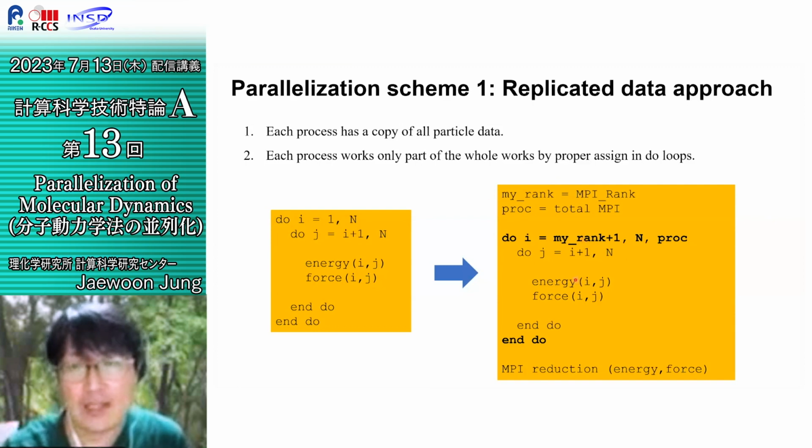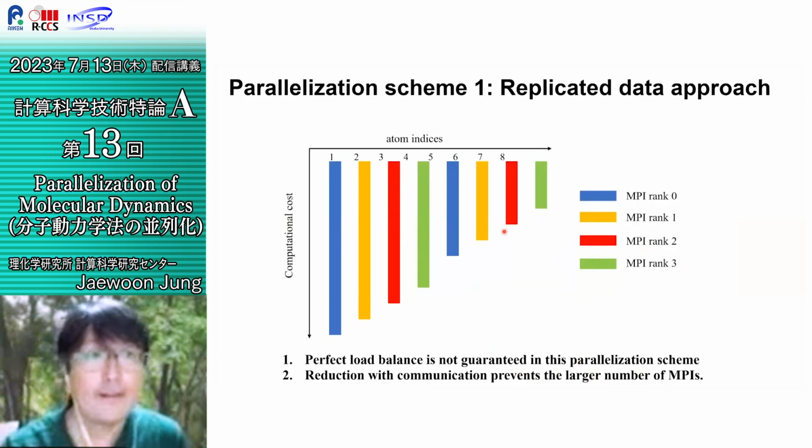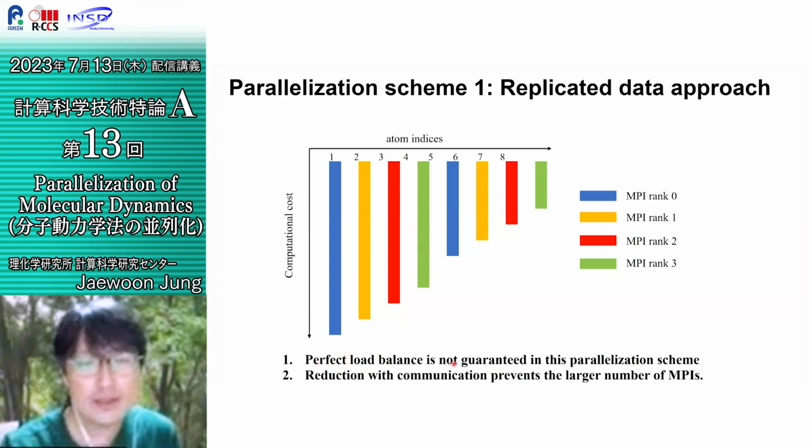But the problem is that after doing this, every processor has only partial data. So after this, we need communication to get the final energy and force values. And in this way, we cannot obtain perfect load balance.